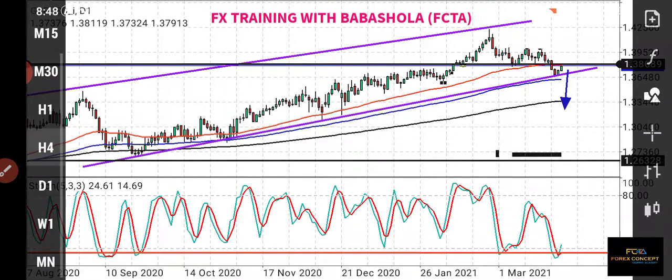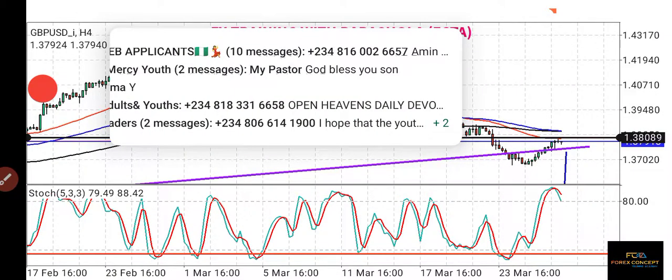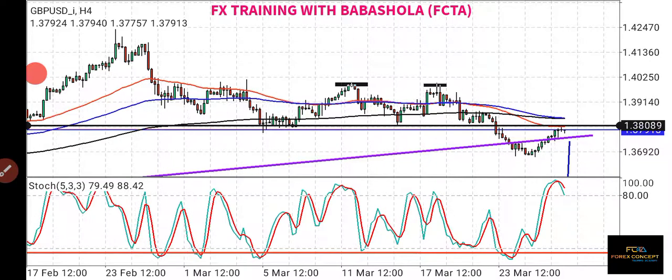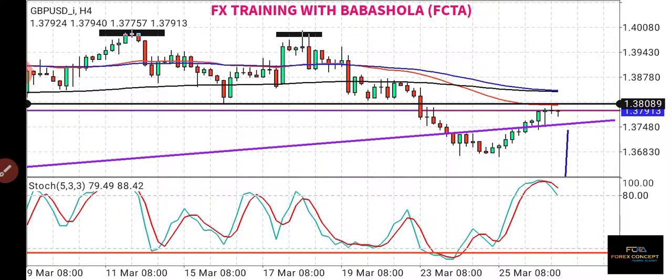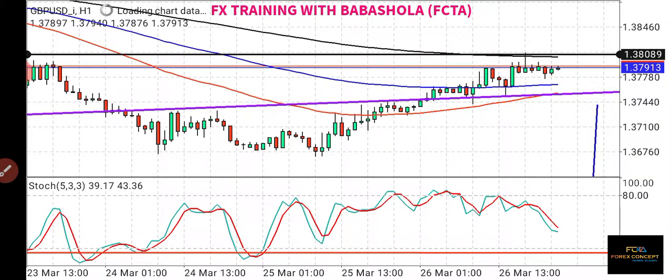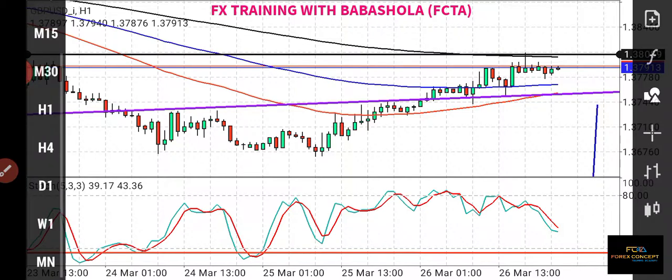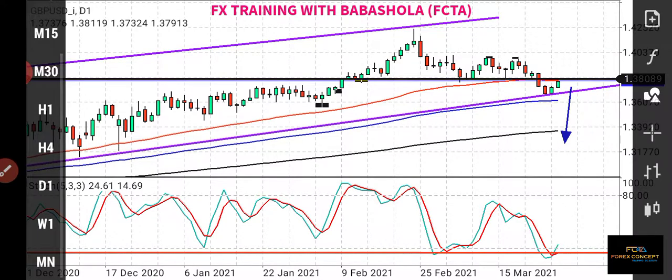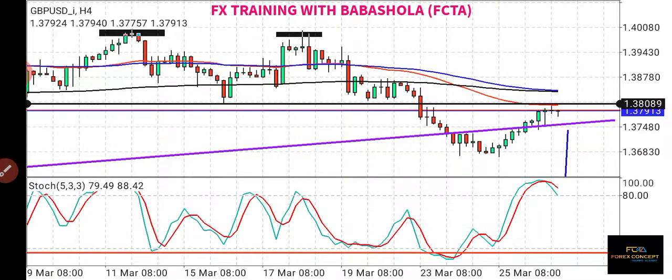And on the H4 we are seeing a retest of the break at 1.38089 due to the reversal pattern. So on the H1, what are we seeing? We're just seeing more of consolidation on the H1. So I expect price to further push down based on my analysis.